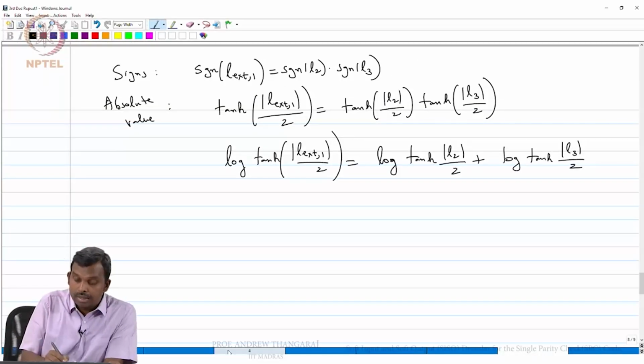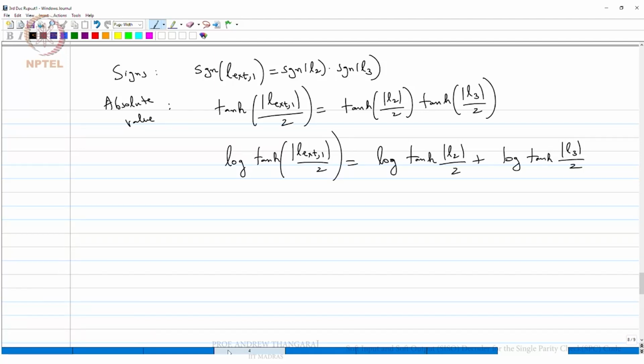So at this point, we're going to define a function f which conveniently captures this log tanh. You see this log tanh of the quantity by 2 is occurring again and again. So let's do that. For x greater than 0, we're going to define f of x as the absolute value of log tanh of absolute value of x by 2. This is the definition.